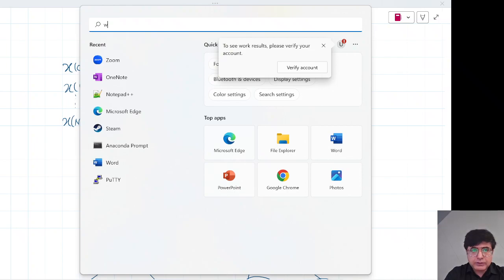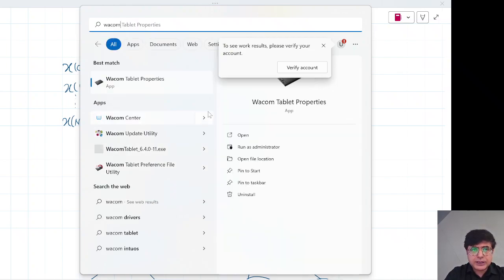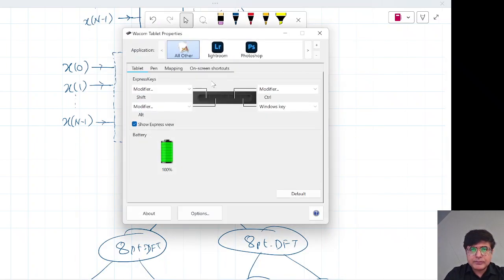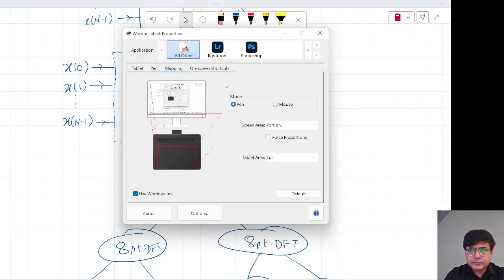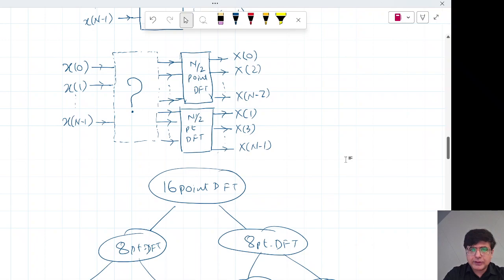See why the Wacom tablet is creating a bit of a problem. Okay. Yeah, now it will be fine.